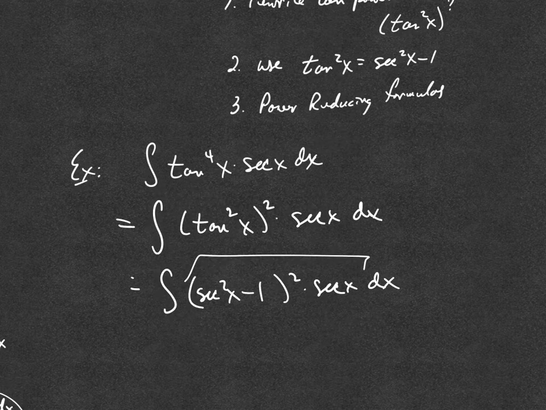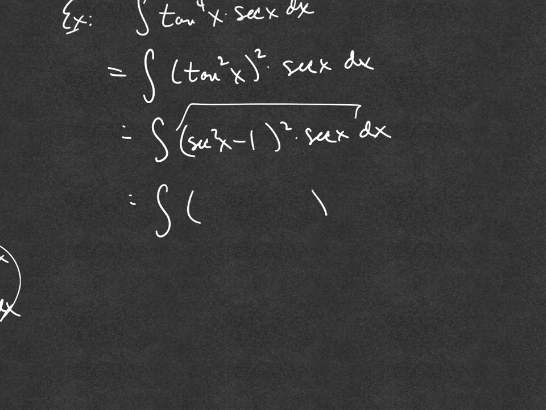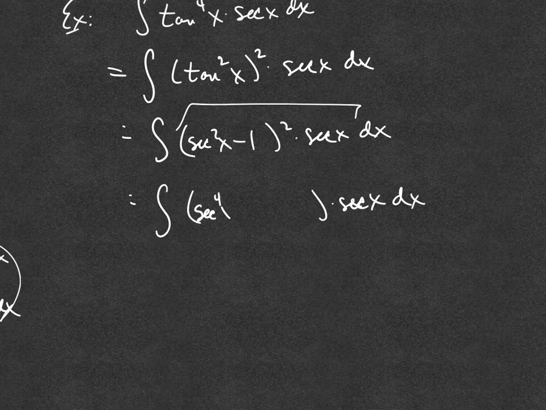So with just a little bit of simplifying, actually it'll take me 2 simplifying steps. I've got to square the binomial. So the first term squared, secant squared squared is secant to the 4th. The first term times the second term times 2, so secant squared times -1 times 2 is -2 secant squared. And then the second term squared, -1 times -1 is +1.